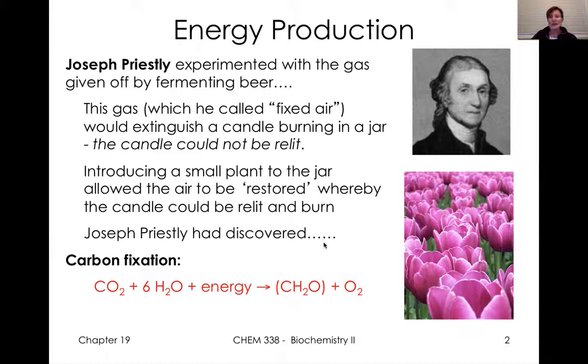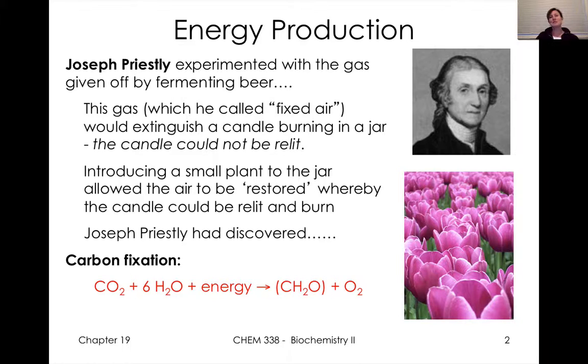We'll talk about it a little bit in class, but the idea is Joseph Priestley started doing these experiments when he was looking at the gas given off by fermenting beer, right? We know that to be carbon dioxide from alcoholic fermentation. He noticed that it would put a candle out. But if he did that same experiment and put a plant in there, that air could be restored. We know that now because of the process of carbon fixation that occurs during the dark reactions of the photosynthetic processes. The generation of that oxygen allows the candle to be relit and burned. So, some neat chemistry.